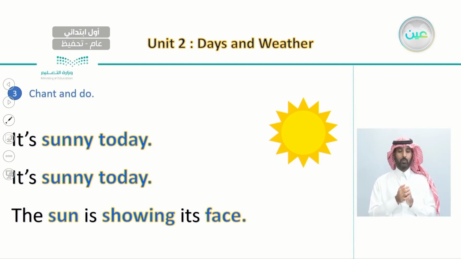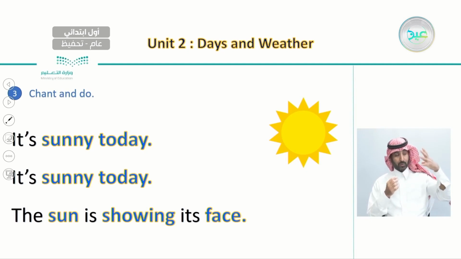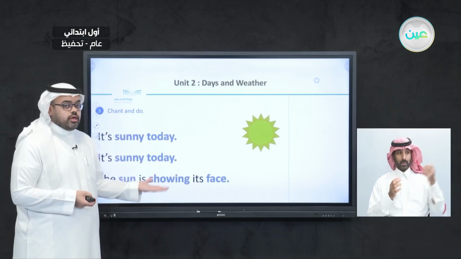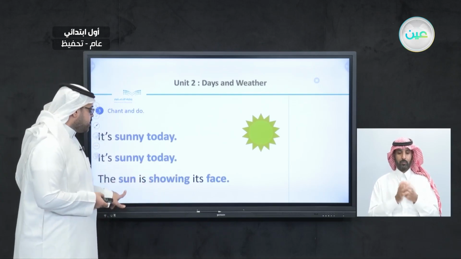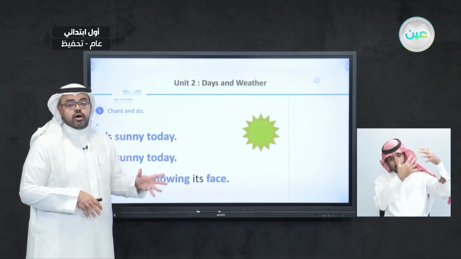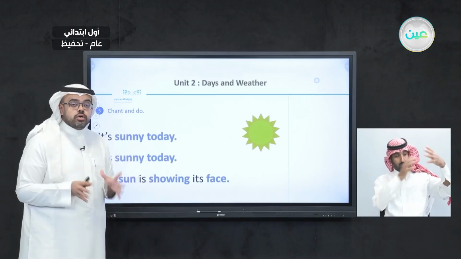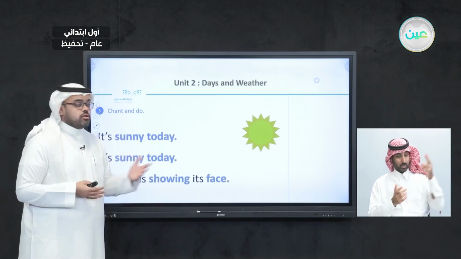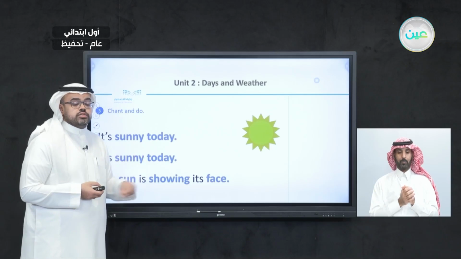So, what does the first part mean? The first part talks about the weather, and the weather is sunny. It means that we can see the sun. So this is why the last sentence says that the sun is showing its face. The sun is not hiding behind clouds, so the sun is showing its face, which means everybody can see the sun. So this is why it is sunny today.